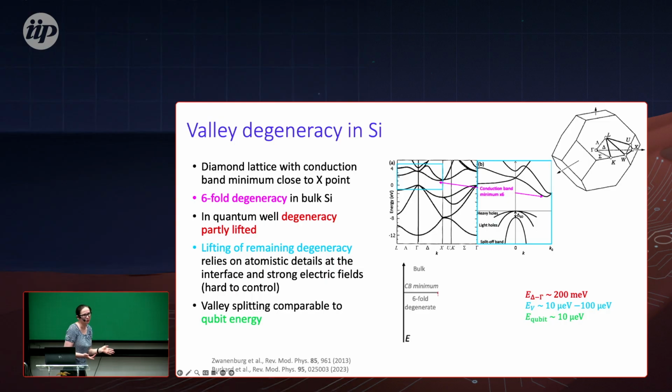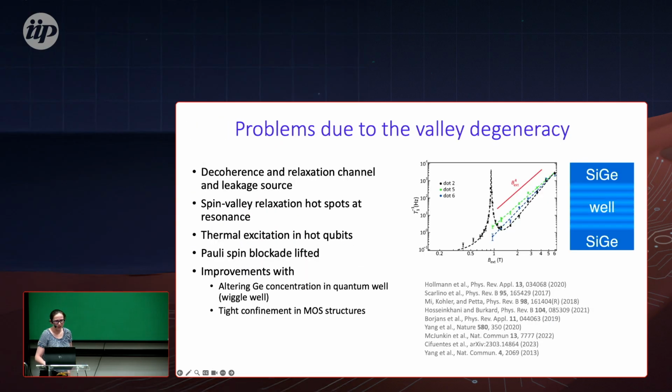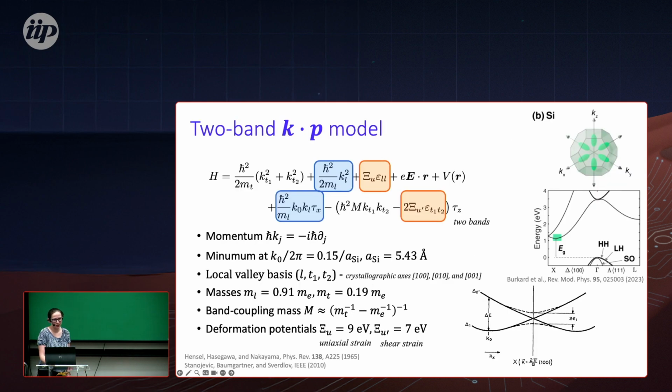And this is not good because it would result in noise, and due to the valley degeneracy, you can easily excite a different valley, right? And this means that you have errors which you cannot correct, and the Pauli spin blockade is not working well. So the idea is how to lift this degeneracy. For example, in theory, we have a 2-band k·p model.